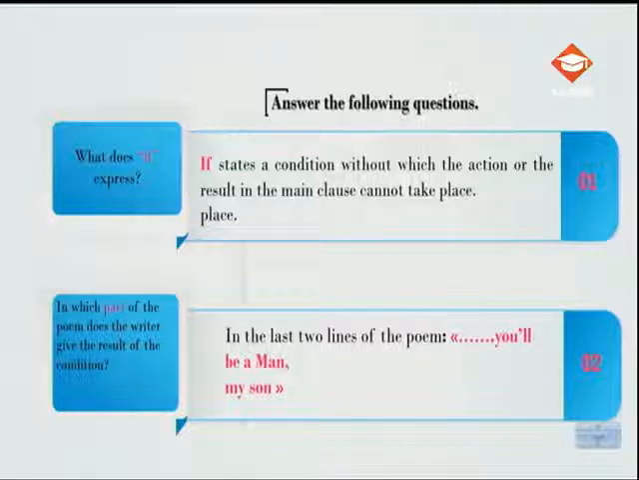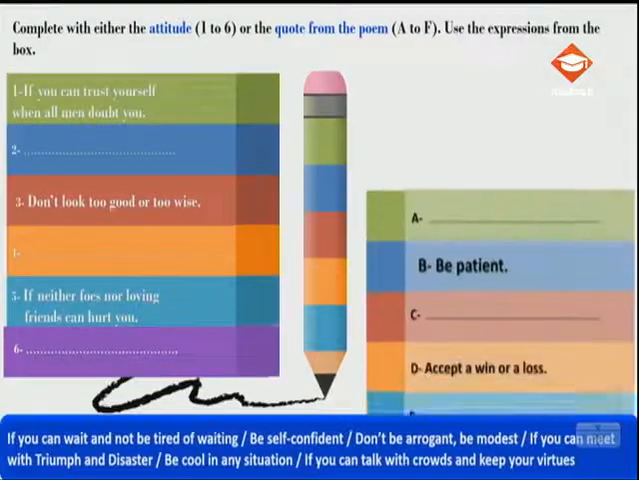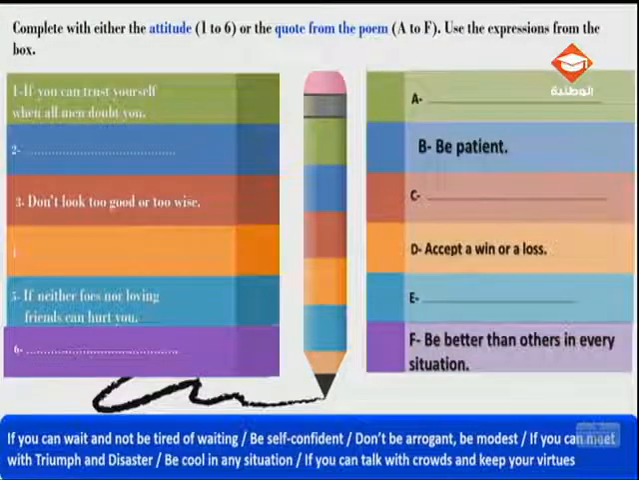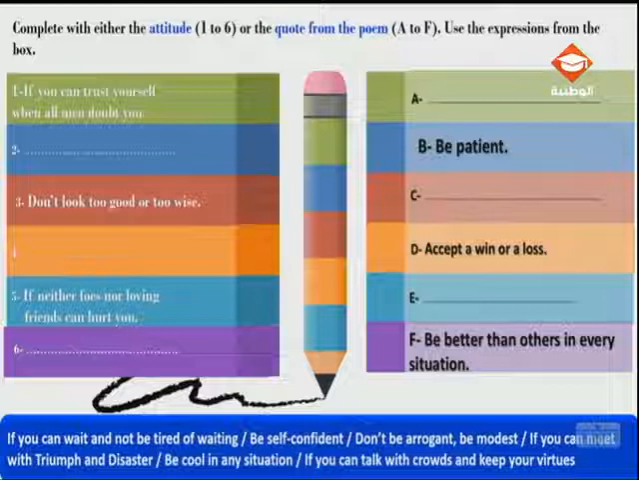I'm going to show you a table including two boxes. You notice that the first box on the left includes some of the quotations taken from the poem, and the second part includes the attitudes that the poet preaches. So you are going to complete this table with the missing expressions from the bottom of the screen to get either the attitude or the quotation. Shall I start? Please do.